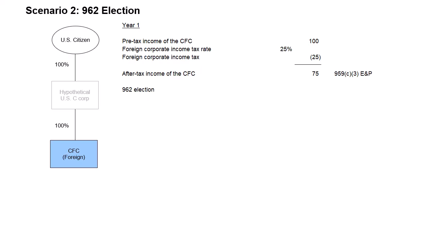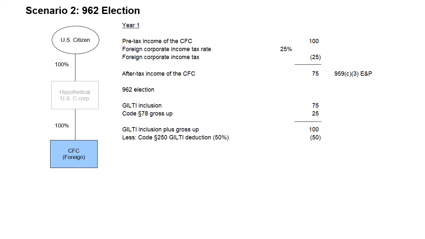We make a 962 election. With a 962 election, we have a GILTI inclusion to a hypothetical U.S. C corporation. The C corporation needs to add back the Section 78 gross up, which is just the taxes that were paid. The GILTI inclusion plus the gross up is 100, less the GILTI deduction of 50, gets us hypothetical corporate taxable income of 50.